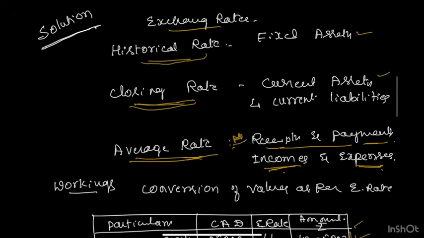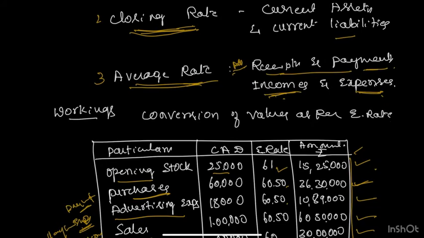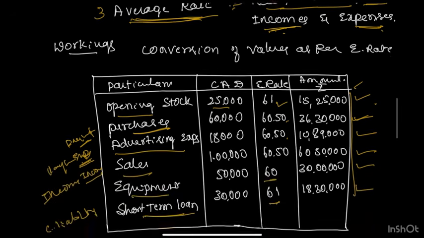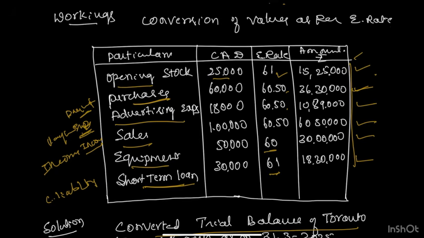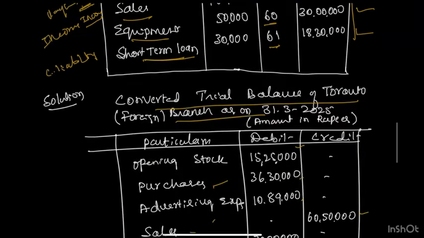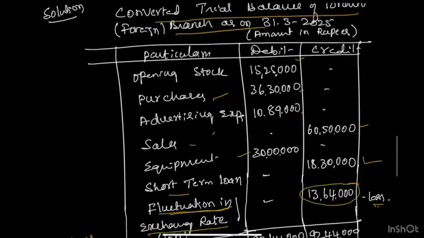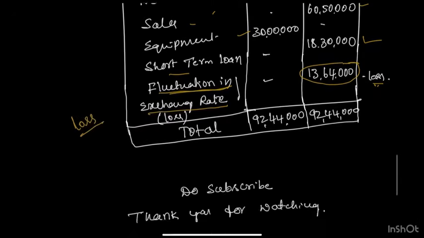What do we have to remember? We have to remember the exchange rate. The exchange rate may be historical, closing, or average. For all fixed assets, we have to consider historical rate, and for all current assets and current liabilities, closing rate is to be considered. And for all receipts, payments and incomes or expenses, maybe purchase or sales, we have to go for average rate. With that, this conversion table is to be done first, and later, as per the requirement, maybe the trial balance or the P&L account, trading account, whatever it may be, is to be done.